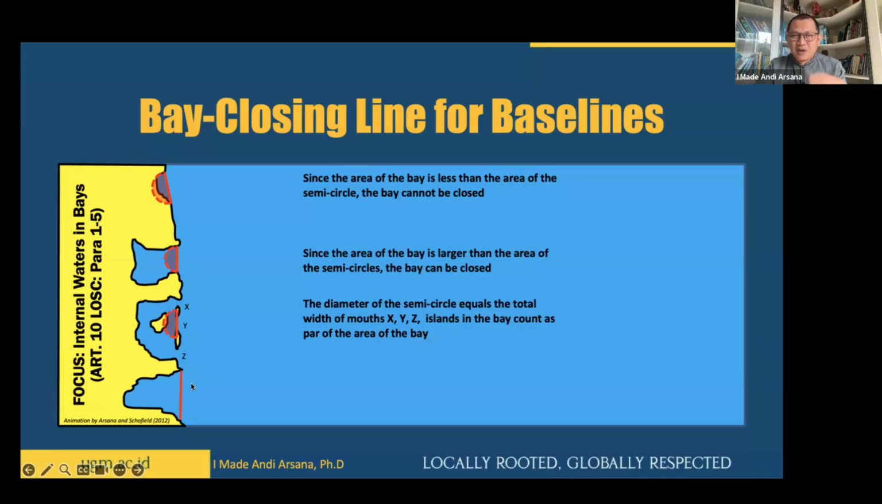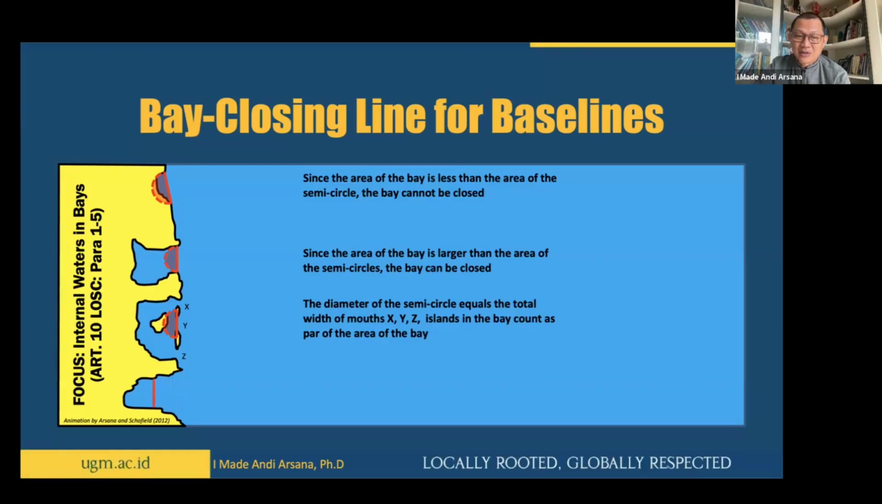How about this one? Of course, this is what you want, right? The outermost point, the better, because you want to have as large as possible internal waters over here. But the problem is that if this line is longer than 24 nautical miles, you cannot use it, right? You cannot designate the line over here. So what can you do? Of course, you want to change it in such a way to have the line not longer than 24 nautical miles.